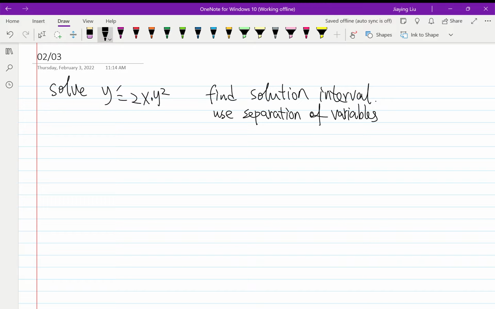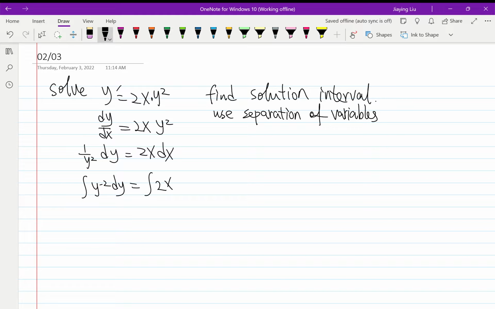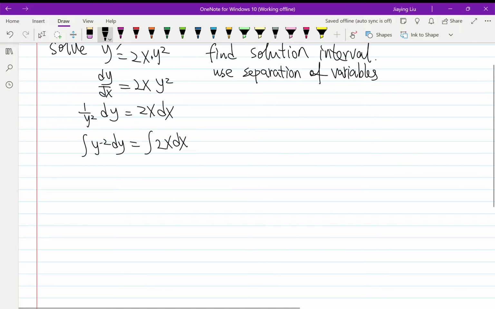So I'm going to rewrite the differential equation as dy/dx equals 2x y squared. Divide by y squared, move dx to the right, so I get 1 over y squared dy equals 2x dx. Now I can integrate both sides. On the left side, I have the integral of y to the negative 2 dy. On the right side, I have the integral of 2x dx. I think both sides are manageable, right?